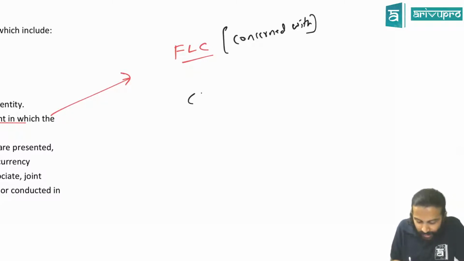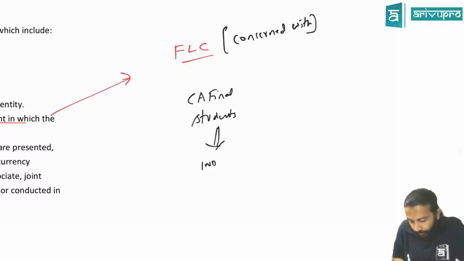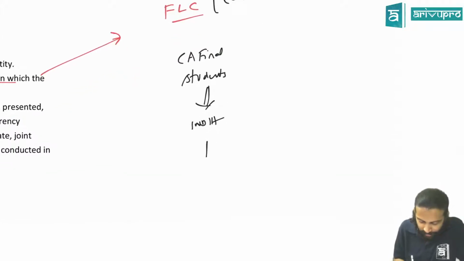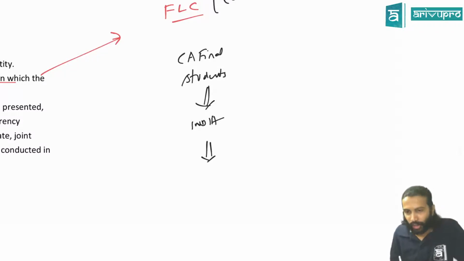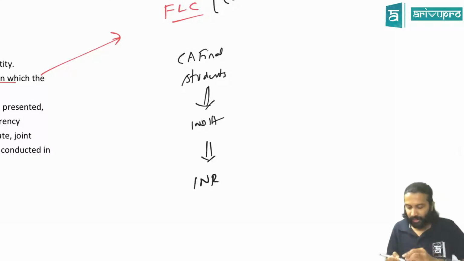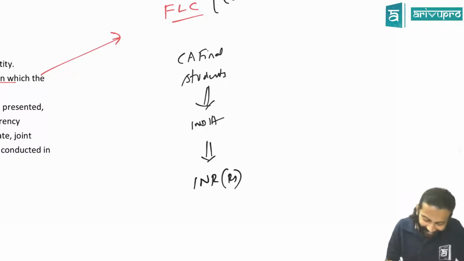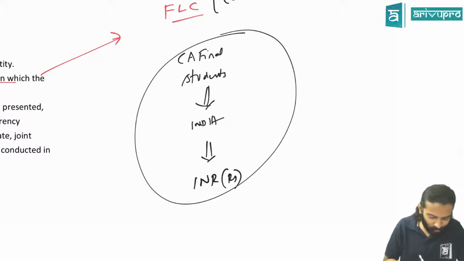Now I'm teaching CA final students. Let's say all of them are in India. That means all of them will pay me fees. Do you think they're going to pay me dollar fees or in rupees? They're going to pay me in rupees only, INR. Fine. Now let's take a simple example that all my students are in India.